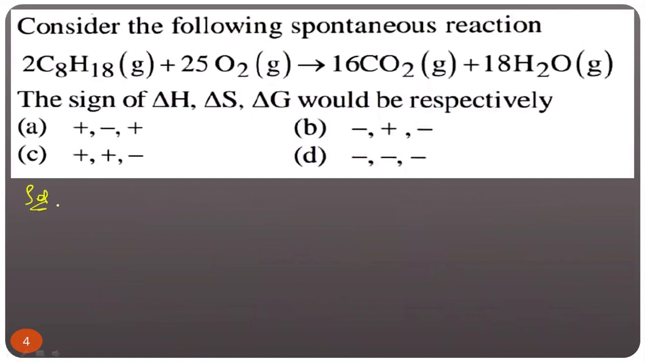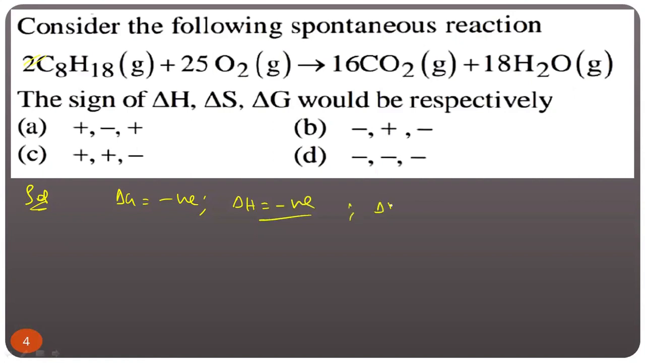In this question, what is given? Consider the spontaneous reaction. I think this reaction is a combustion reaction. Observe it. If the reaction is spontaneous, that means to say delta G is negative. Clear? That I know. Now we know combustion reaction is always exothermic. So delta H is always negative.